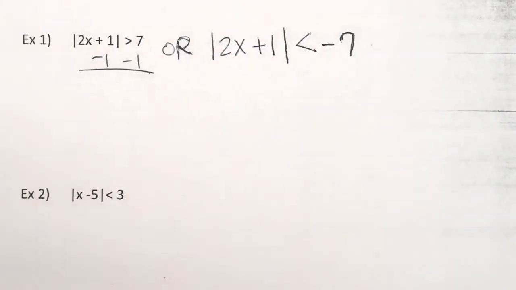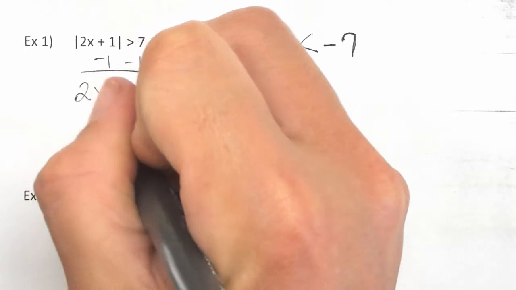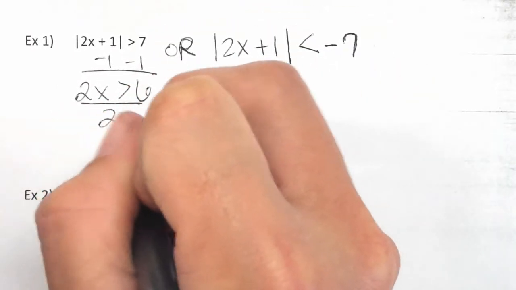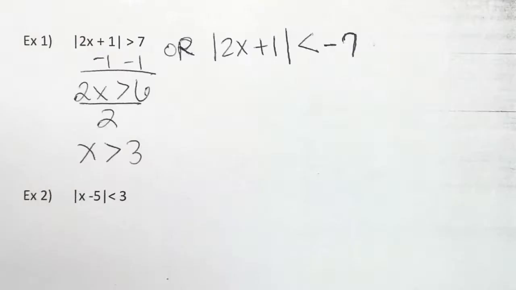Alright, so subtract 1 will get 2x is greater than what? 6. And then divide by 2, so x is greater than 3. Very good.